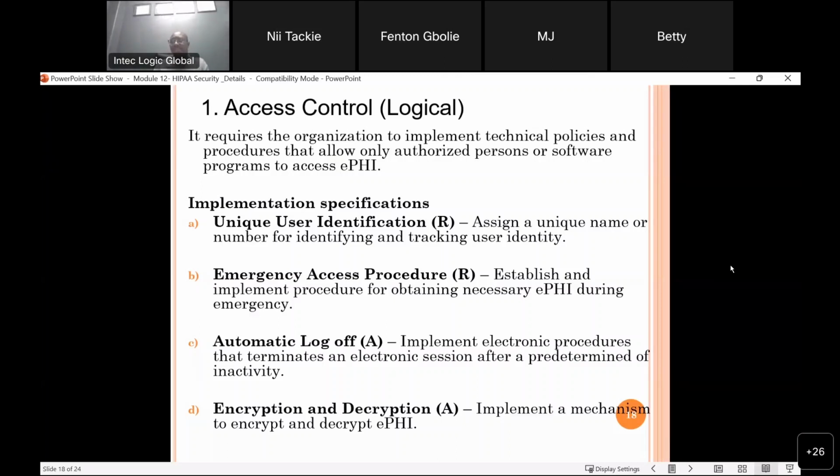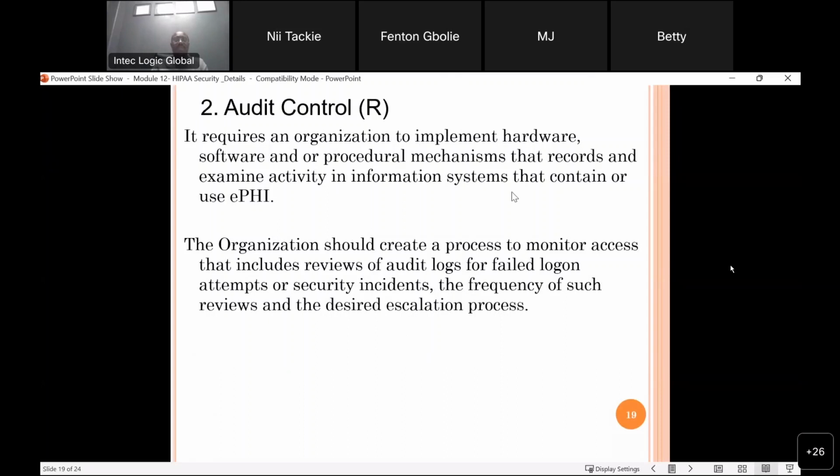Encryption and decryption. Implement a mechanism to encrypt and decrypt ePHI. It's very, very important, right? What mechanism do we already have in place to encrypt ePHI and also decrypt it whenever you need it? So it's part of logical access control.